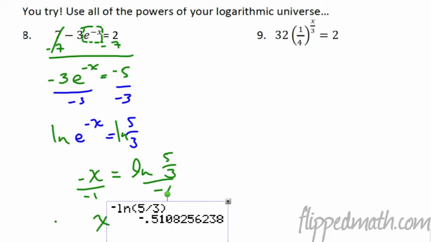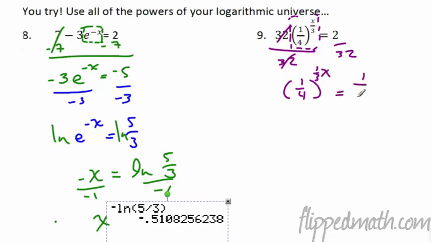All right, let's look at number 9. Number 9, what do we got? We got to get, again, this base by itself. We're going to isolate that base. I'm going to divide each side by 32. Now, I got a little experience here in math. I'm going to rewrite it like this: 1/3 x. X over 3 is the same as 1/3 x. This is all going to equal 1/16. If I reduce this, you get 1/16.